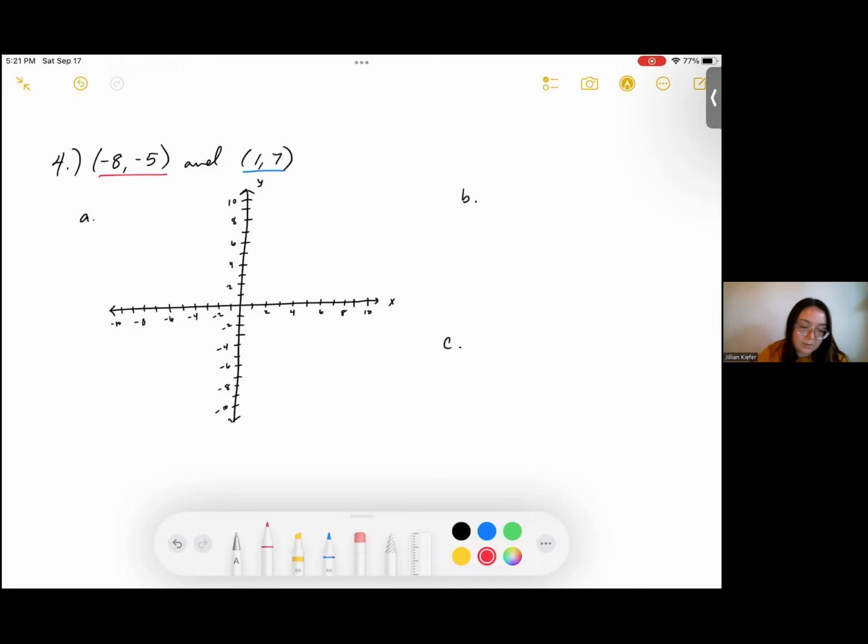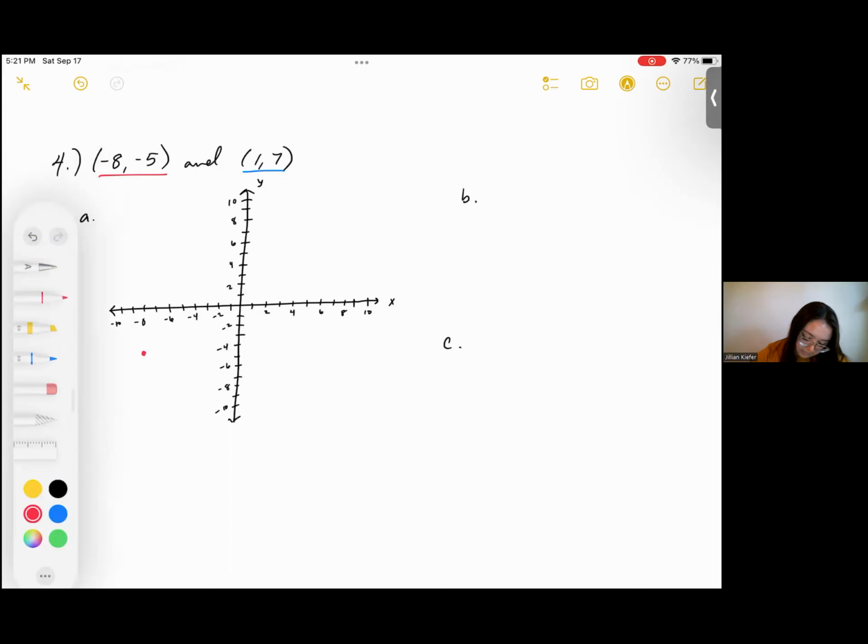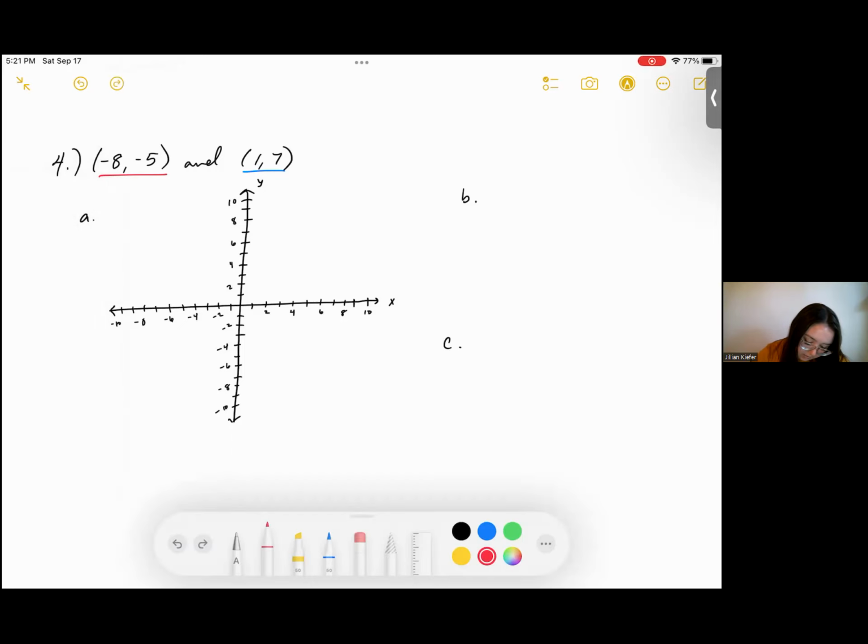So on the x-axis, we always have to start at the origin. We go to -8, and then we go down to where we believe -5 should be, which looks to be about, maybe not quite right there, maybe a little lower. Oop, my pen ran away. Yeah, probably about right there.